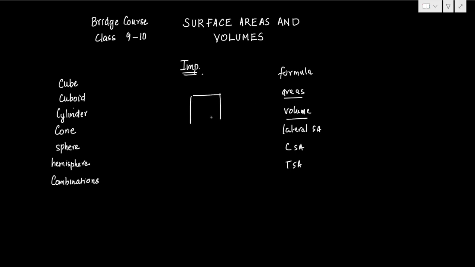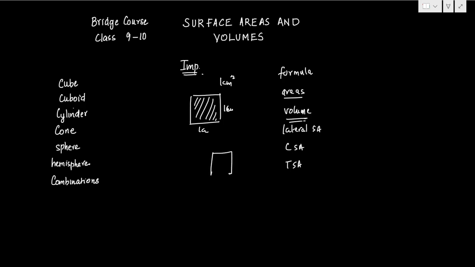Area is basically the space occupied in a two-dimensional object. Area is two-dimensional, so let us say you have a square 1 centimeters by 1 centimeter. The area is 1 centimeter square. The cube is, the volume is three-dimensional.